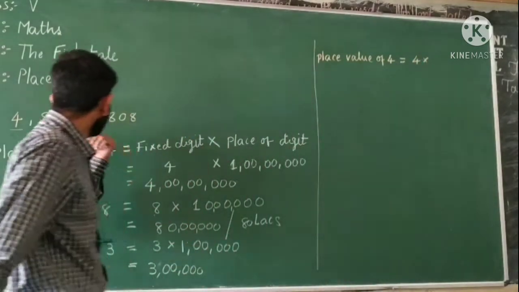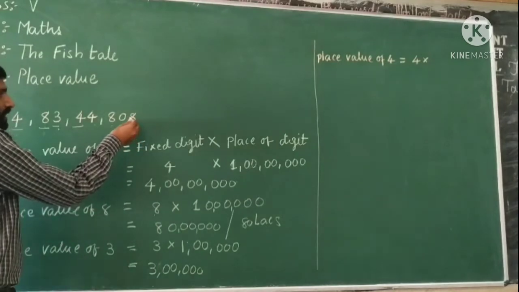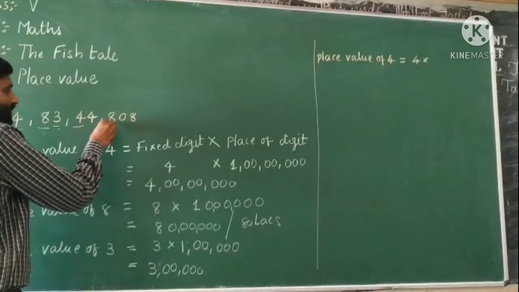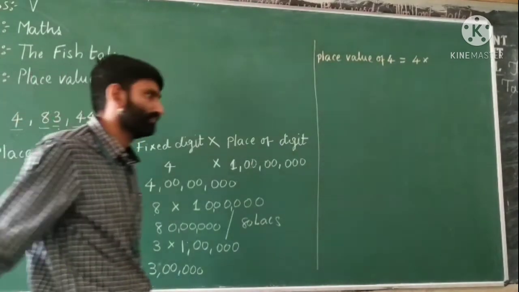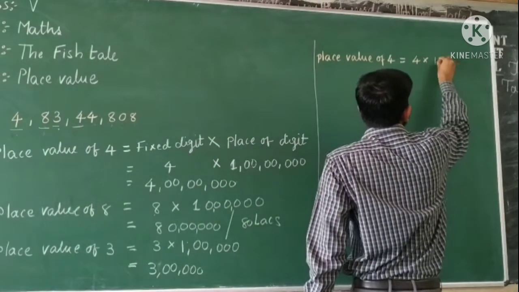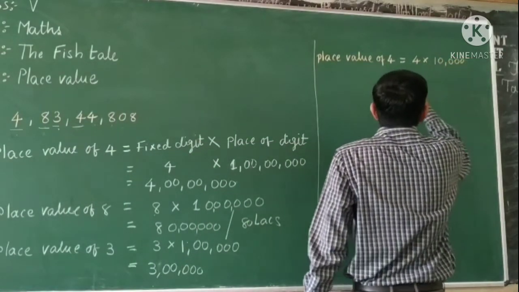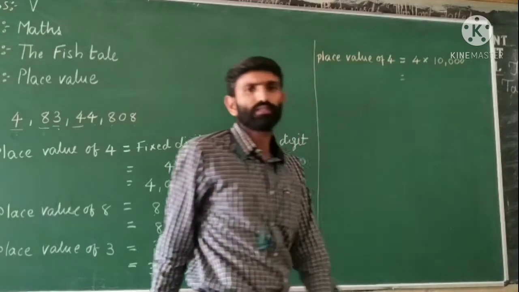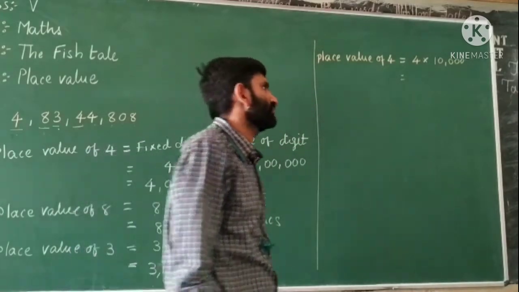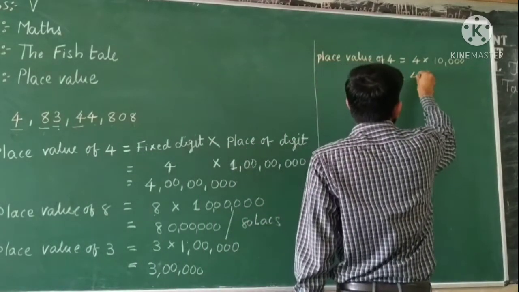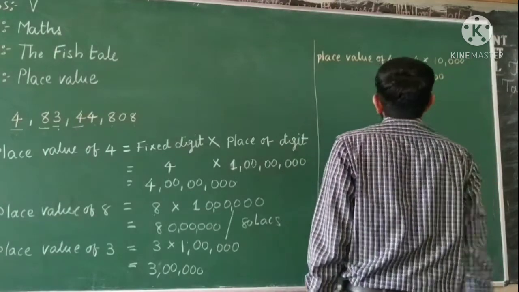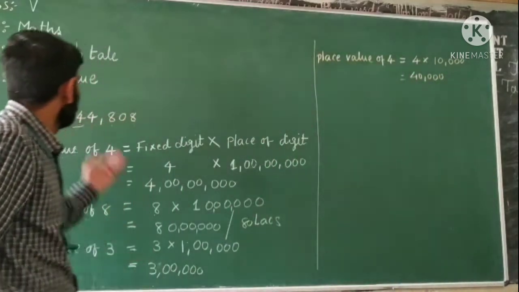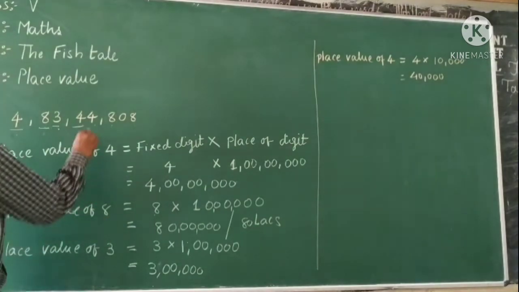What is the place of 4? Ones, tens, 100, 1000, 10,000. It is 10,000. So there are 4 zeros in 10,000. If we multiply these two numbers, if we find out the product of these two numbers, it will be 40,000. Yes. Now, we will move on to the next one.